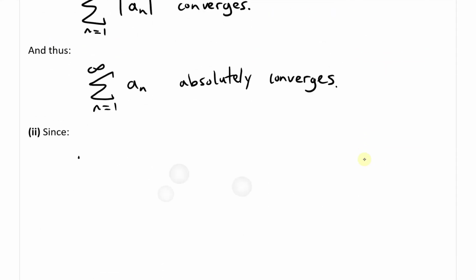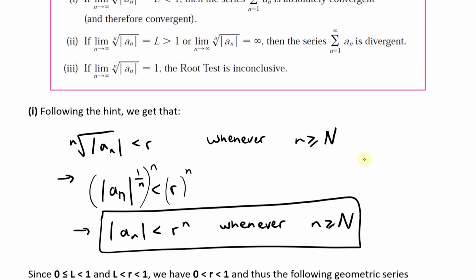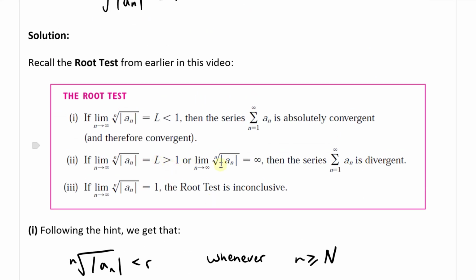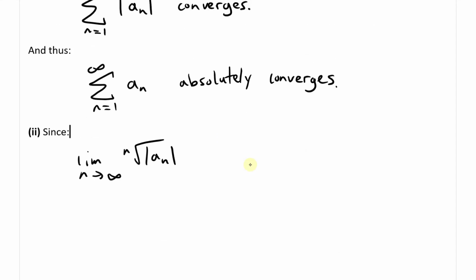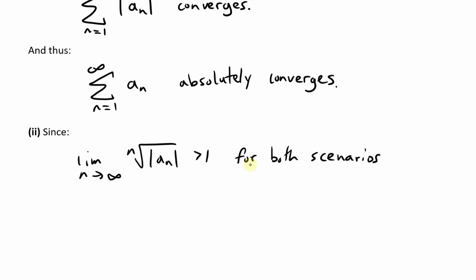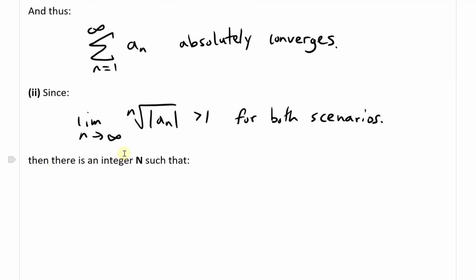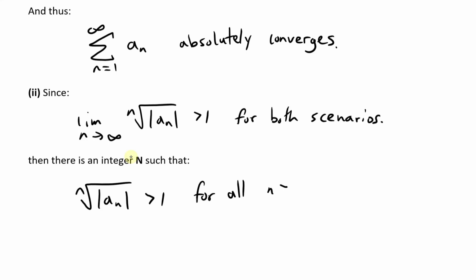Since we have the limit as n approaches infinity of the nth root of the absolute value of a_n equals L, which is greater than 1, or it goes to infinity, both of these are greater than 1. So we have this for both scenarios of part II, then there's an integer capital N such that, very similar to the part I proof, the nth root of the absolute value of a_n is going to be greater than 1 for all n greater than or equal to capital N.